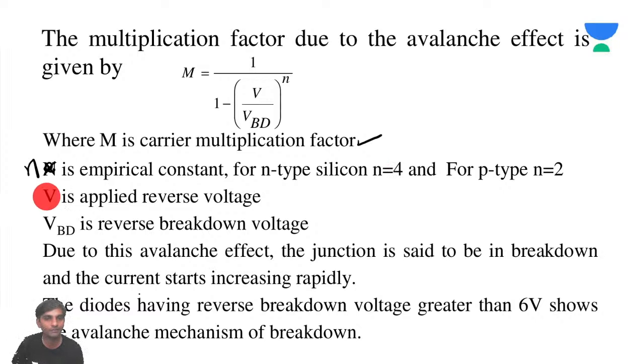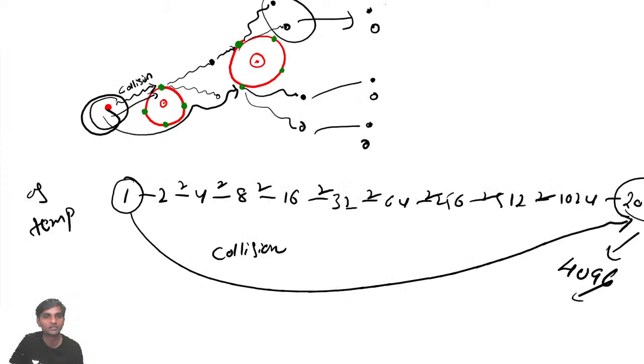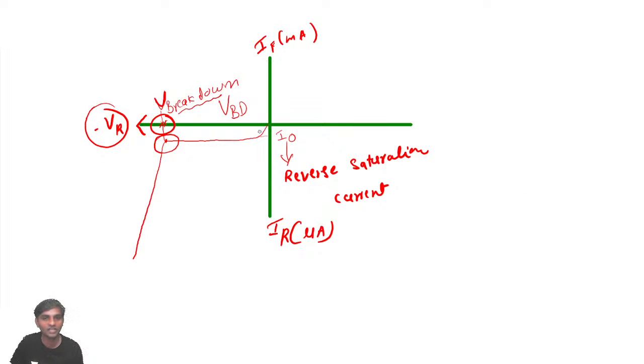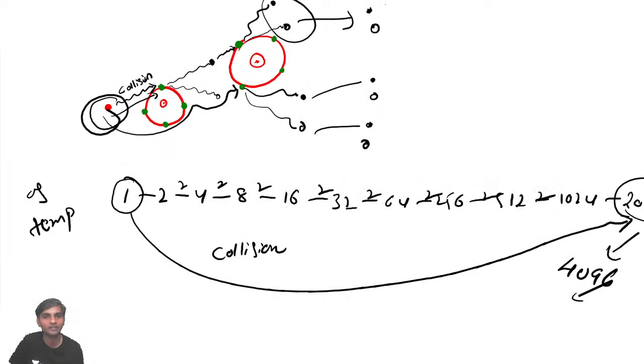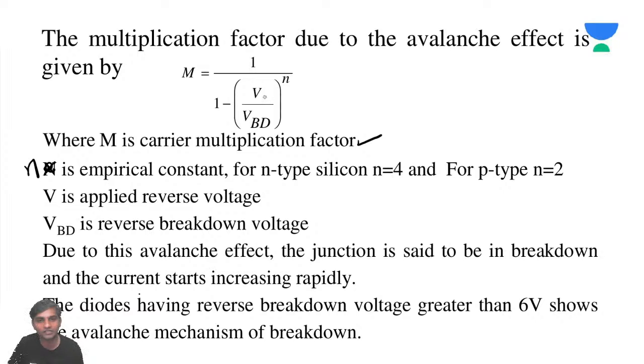And V is the applied reverse voltage. The breakdown voltage is the reverse breakdown voltage. You can see it very simply from what we have studied. Till this point I can call it VR, the reverse voltage which you applied, but at this point VR becomes VBD.